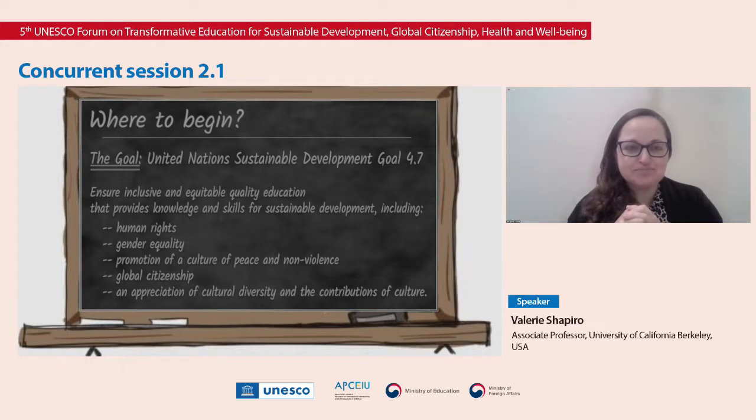Next slide, please. So where do we begin? And I argue here that we begin with the United Nations Sustainable Development Goal 4.7 that you're all familiar with. And this is to ensure that we have inclusive and equitable quality education. And this includes human rights and gender equity and the promotion of a culture of peace and nonviolence, global citizenship, and an appreciation of cultural diversity and the contributions of culture. Next slide.